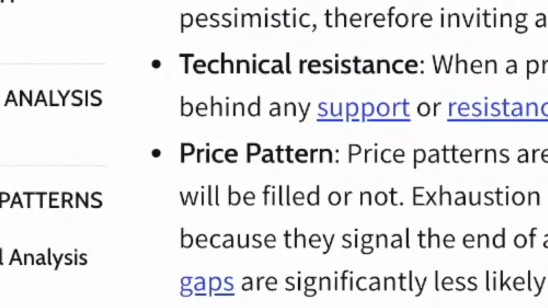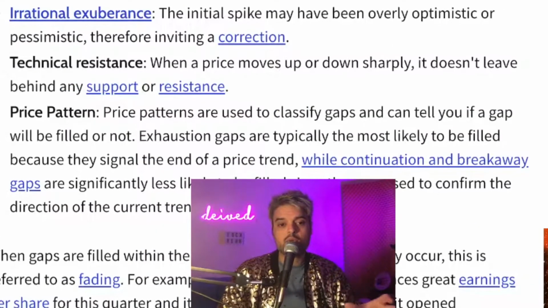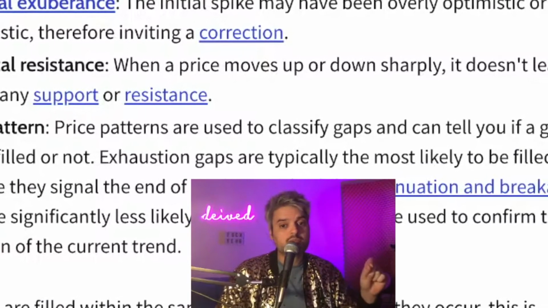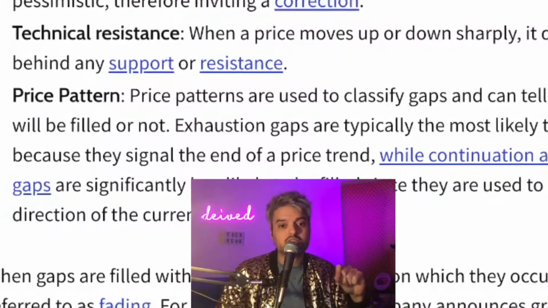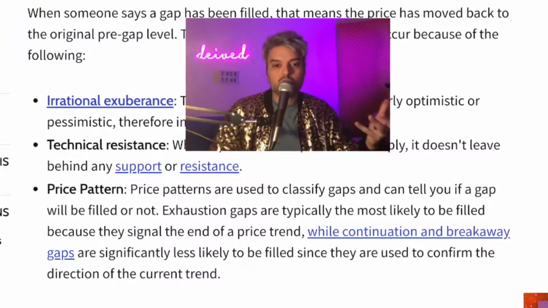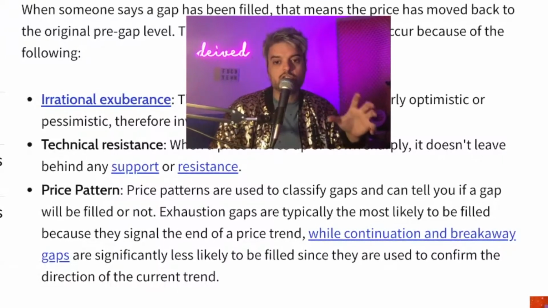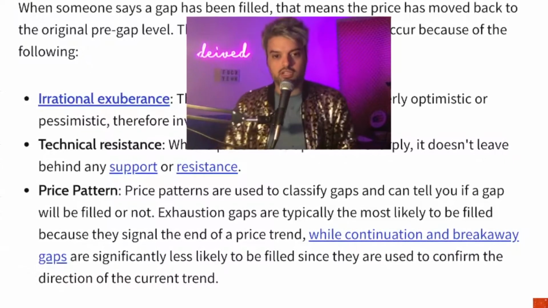Number 3, price pattern. Price patterns are used to classify gaps and can tell you if a gap will be filled or not. Exhaustion gaps are typically the most likely to be filled because they signal the end of a price trend, while continuation and breakaway gaps are significantly less likely to be filled since they are used to confirm the direction of the current trend.